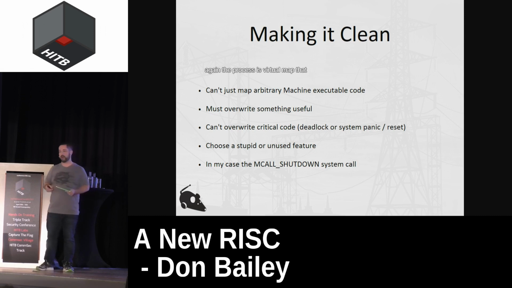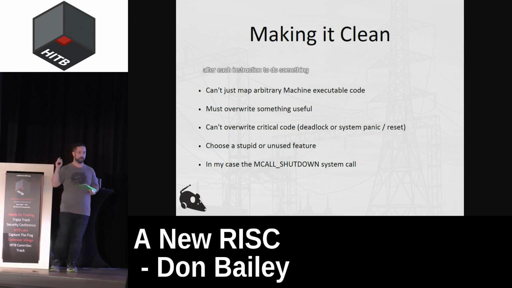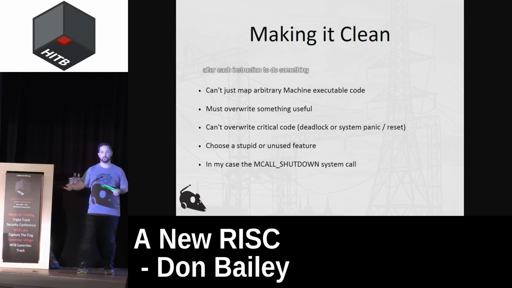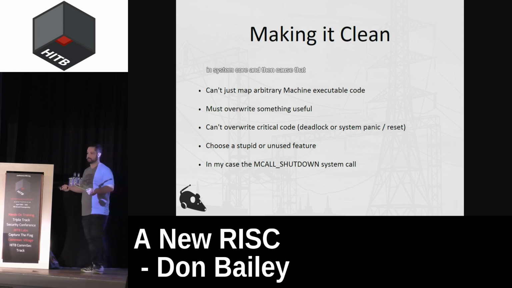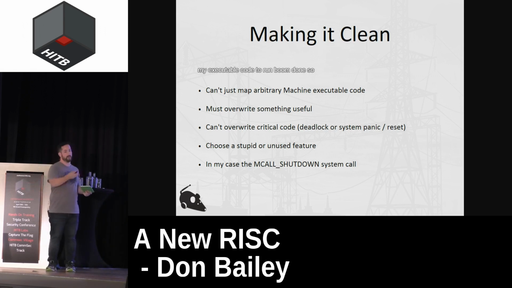So again, the process is: virtual map that physical address of the mcall trap into my accessible memory at supervisor layer, alter each instruction to do something useful, and then flush the TLB to ensure that the instructions are now in system core, and then cause that machine trap to occur so that I can get my executable code to run. Boom, done.